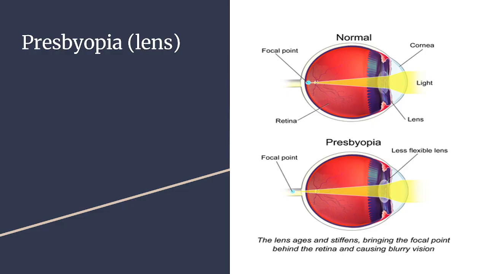Now we come to presbyopia. If you remember, I had referred to it in the beginning. Presbyopia is the defect of vision due to which an old person cannot see nearby objects clearly due to the loss of power of accommodation of the eye. It is caused by the gradual weakening of the ciliary muscles and diminishing flexibility of the eye lens. It can be corrected by using convex lenses.